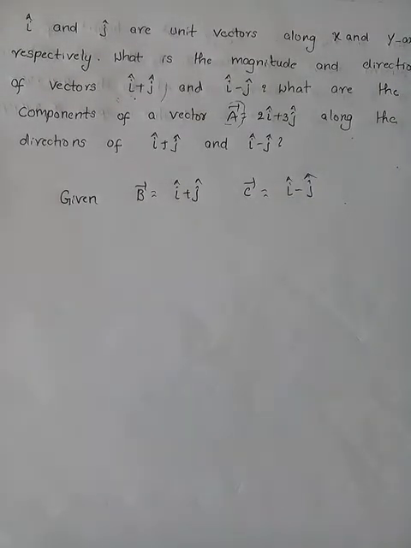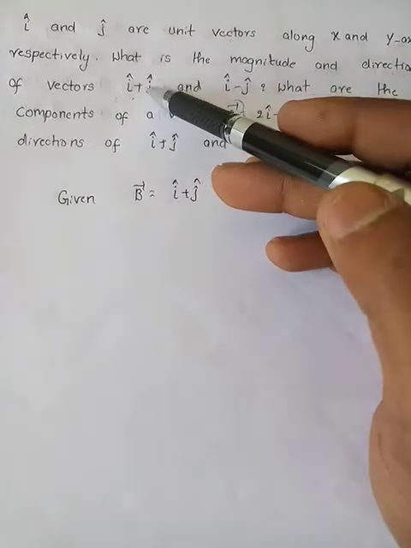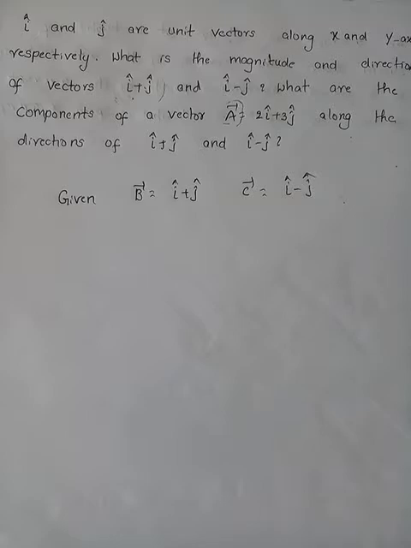Okay. Now, what they are saying is that i cap and j cap are unit vectors along x axis and y axis. We should add and subtract. What are we adding and subtracting here? Two vectors. So, we can add and subtract two vectors by using parallelogram law of vector addition as well as triangle law of vector addition. So, I am going to choose here parallelogram law of vector addition to find the magnitude and direction of the B and C. Why? Because B is i cap plus j cap, C is i cap minus j cap.